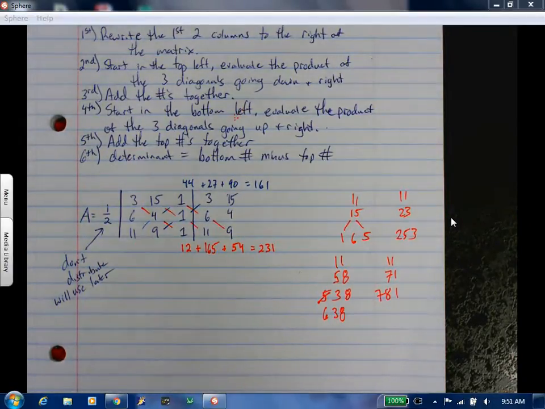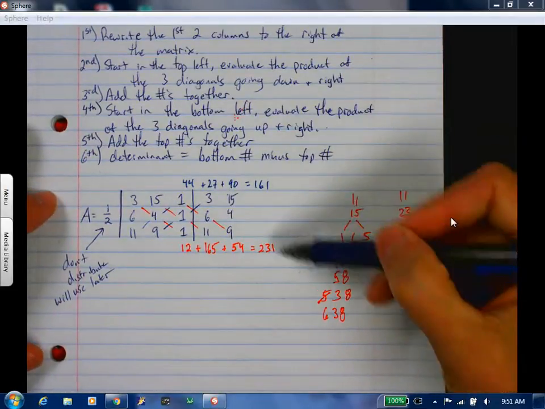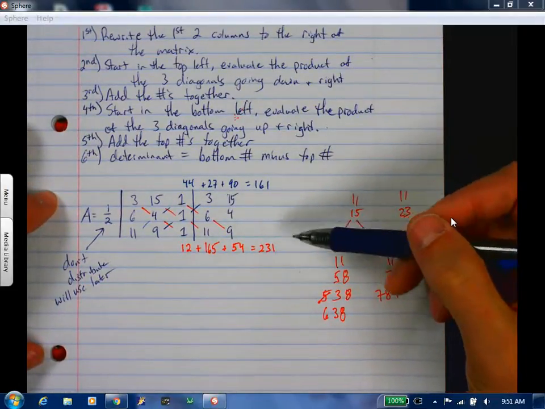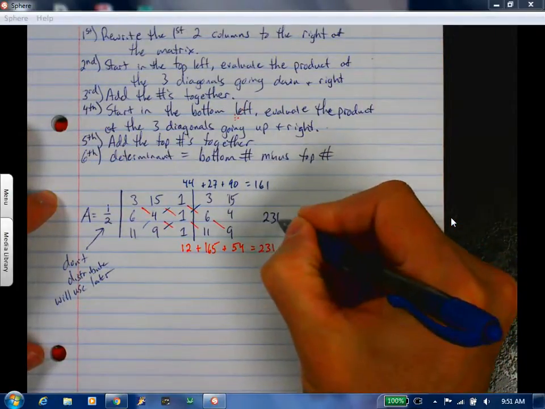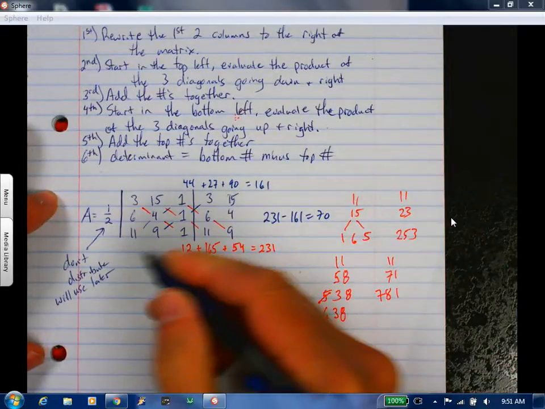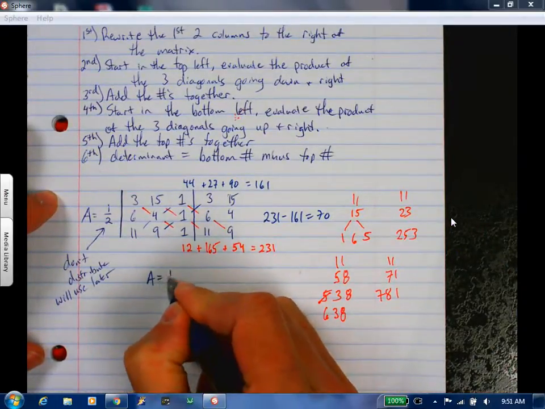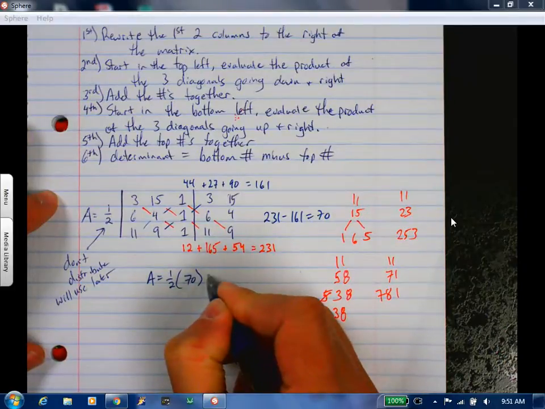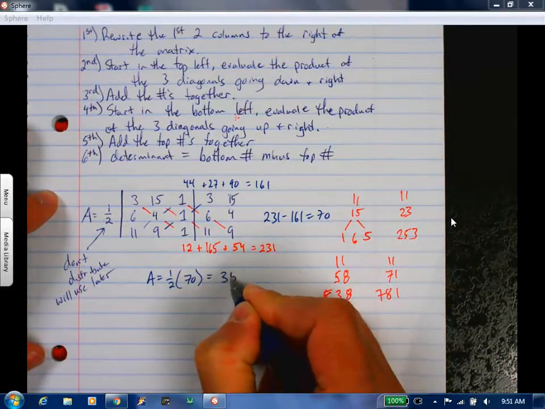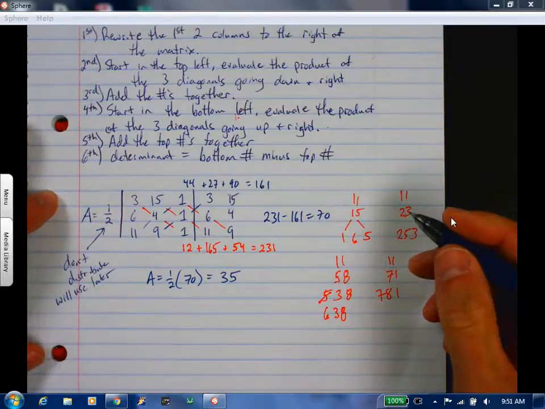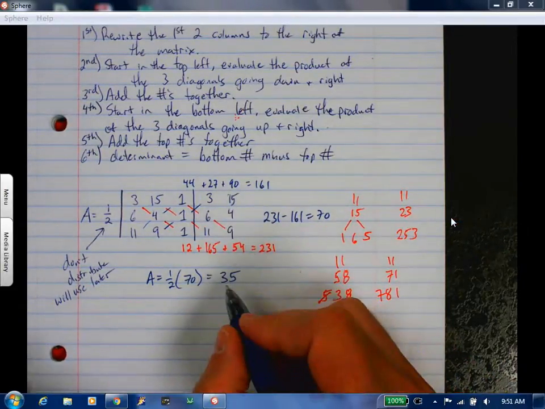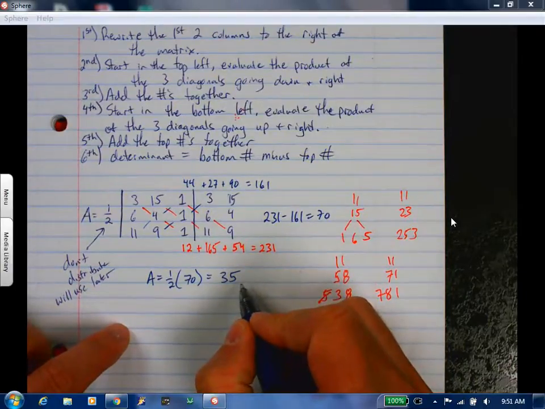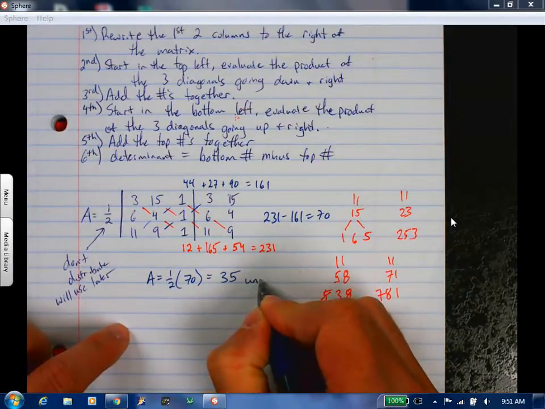Good. So, do I take top minus bottom or bottom minus top? Bottom minus top. So 231 minus 161 equals 70. So area equals 1/2 of 70, which is 35. That's not going to be the answer. We have something else to read in the problem, though. Because this is 35 units, right? Or square units.